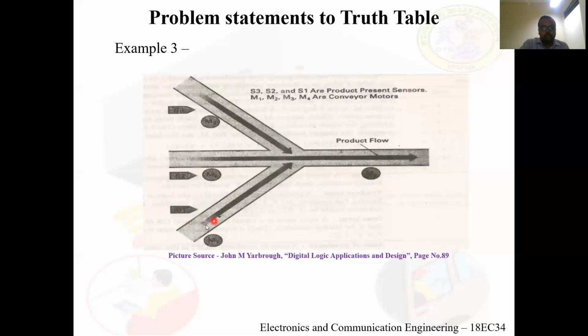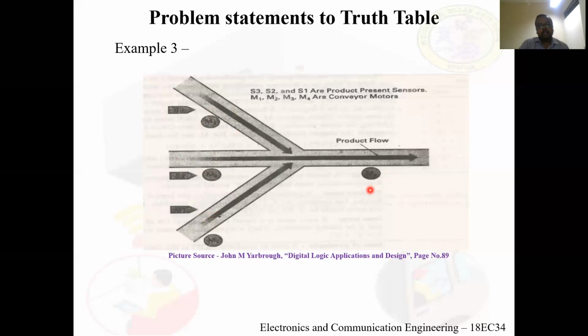Source conveyor 1 belt, right? If there is any material, the electric motors for these two conveyor belts, 2 and 3, the motors M2 and M3, need to be turned off, right? So that whatever material we have, since there is one material here, this M4 has to be on, right? Hope everyone understood the problem statement here.